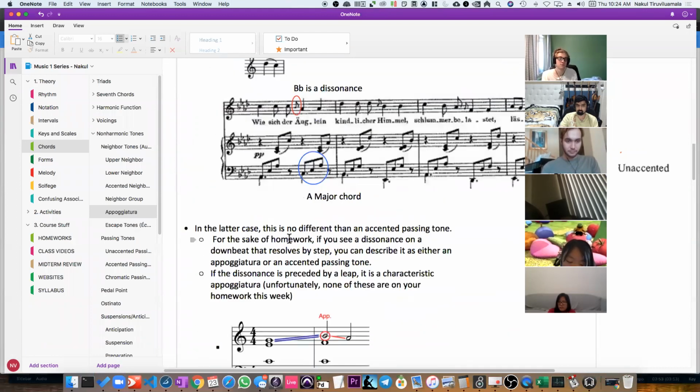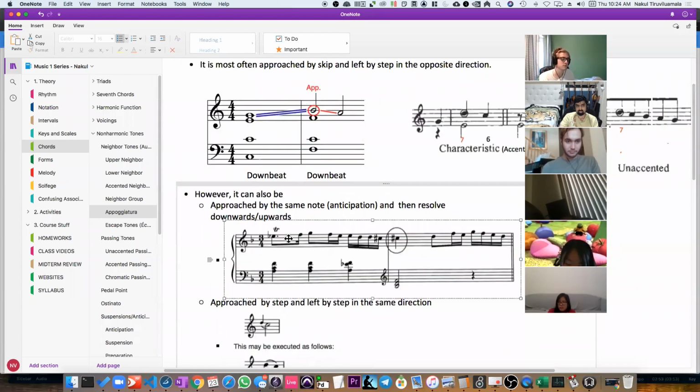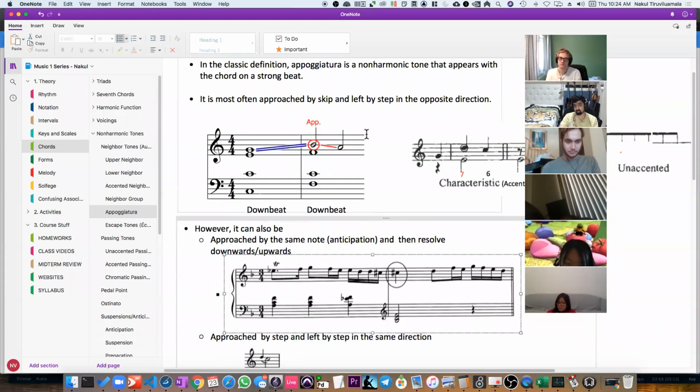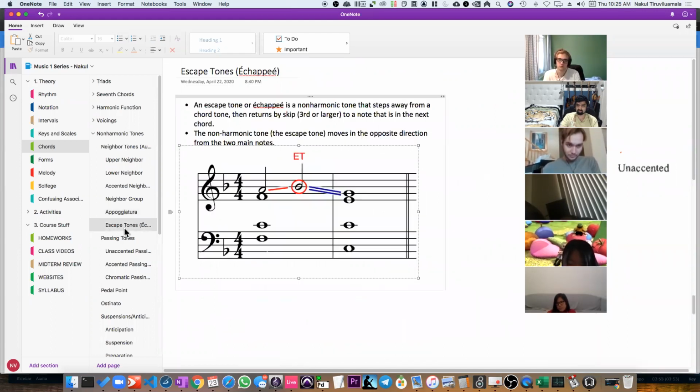The most characteristic definition of appoggiatura is this. You have a non-harmonic tone on a downbeat, it's approached by a leap, and then it resolves with a step in the opposite direction. Okay, I gotta leave appoggiaturas, guys. Sorry, this is driving me mad.